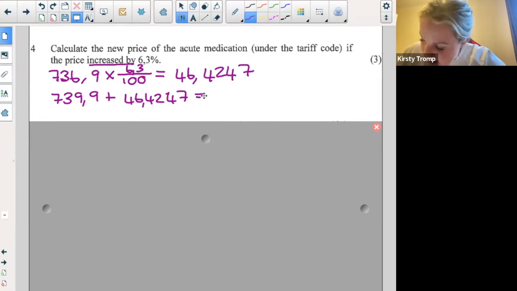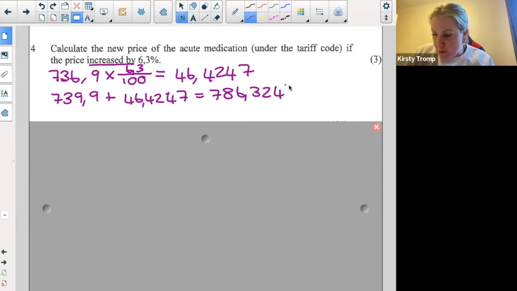When I add those two figures together, what's going to happen? I get 786,3247. Okay, I'm going to take you back a little bit, to grade 7, maybe grade 8 maths, and take you back to some rounding. When we're rounding off, it's money. So I'm going to round this off to money. I'm going to say 786, money needs to have 2 decimal places.